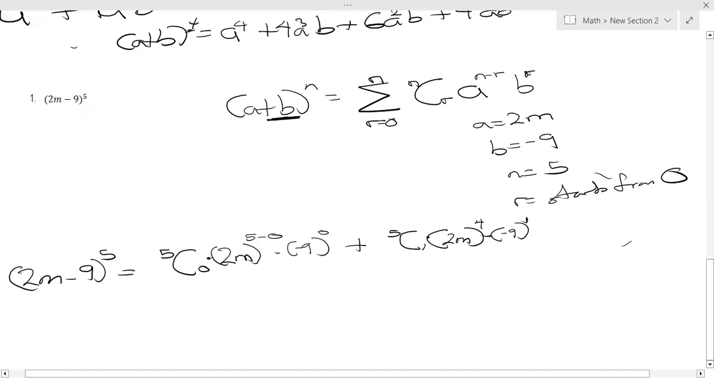Plus, let's continue. Go to 5c1 dot 2m raised to power 5 minus 1, which is 4, then dot minus 9 raised to power 1, because our r is 1 here. Plus next one, 5c2 dot 2m raised to power 5 minus 2, which is 3, dot minus 9 raised to power 2. You can also use it as your reference.